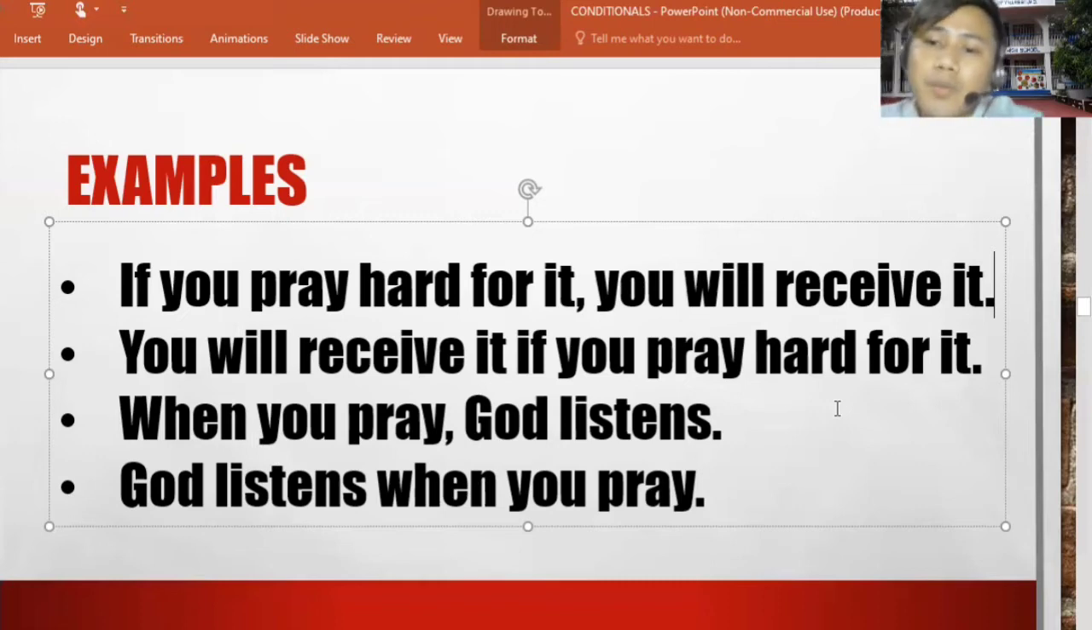So when you pray, God listens. The condition is when you pray, and the result once you pray is that God will listen to your prayer. These two clauses can be interchanged, just like the examples we had in the first two examples. In the second example, God listens, our main clause comes first before the condition. So the meaning is still the same.